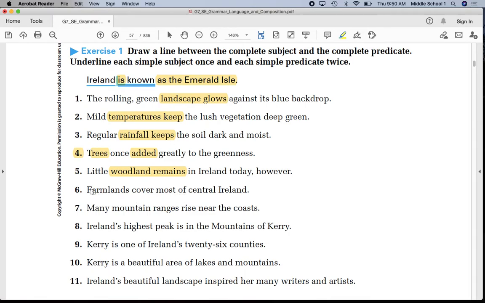Number 6, farmlands cover most of central Ireland. What is the sentence talking about? Farmlands. What do farmlands do? They cover. Farmlands cover. Line in between farmlands and cover, which separates the complete subject from the complete predicate. Many mountain ranges rise near the coasts. What is the sentence talking about? Ranges. What do ranges do? They rise. Line in between ranges and rise.